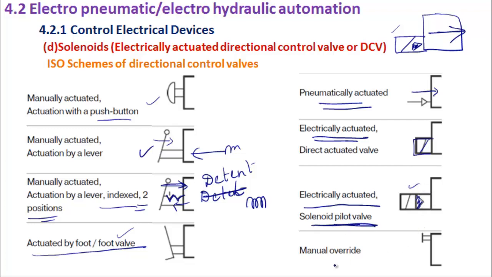Next is manual override. This is manual override. That means if you want to shift manually, this is the manual override to shift it between the positions. Anyway, this is also not going to be asked much. But these are all the different positions.